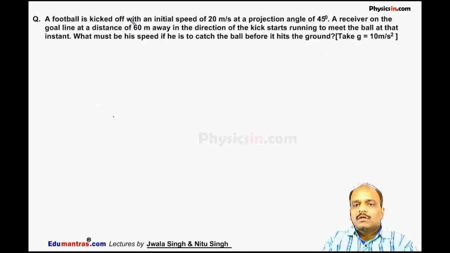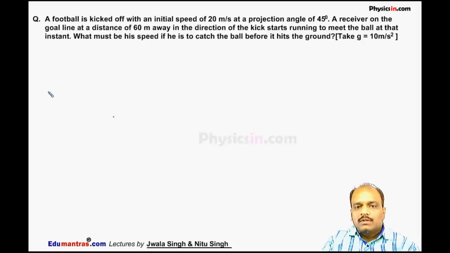A football is kicked off with an initial speed of 20 meters per second at an angle of projection of 45 degrees. A receiver on the goal line at distance 60 meters away in the direction of kick starts running to meet the ball at that instant. What must be his speed if he is just able to catch the ball before hitting the ground?